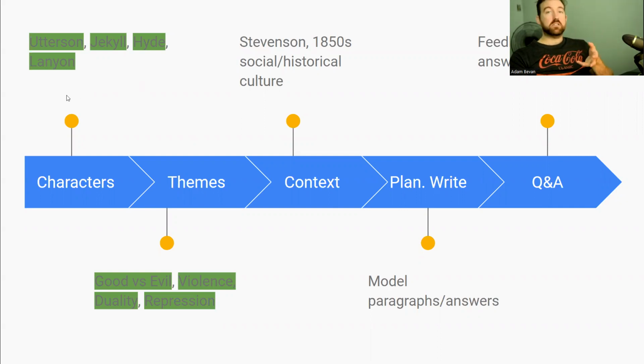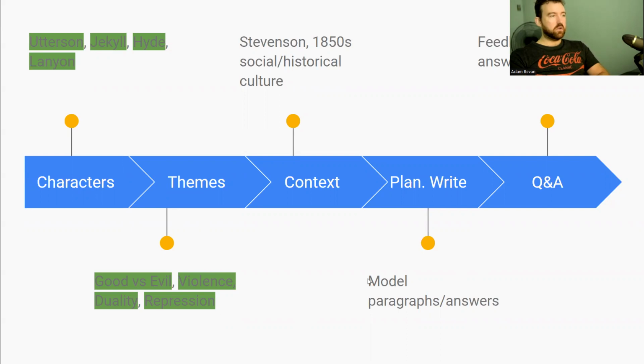So if that seems like something that would be useful for you, then please consider watching the rest of the video. We've got Utterson, Jekyll, Hyde, Lanyon as characters all done already. We've got videos on those. Each of them has model paragraphs as well, so I'd highly recommend you check those out if you're about to sit this exam and you have some troubles with any of those characters. In terms of themes, we've also done good versus evil, violence, duality of nature, and repression. So again, if those are things you feel that you haven't got totally ready for the exams, then check those out.